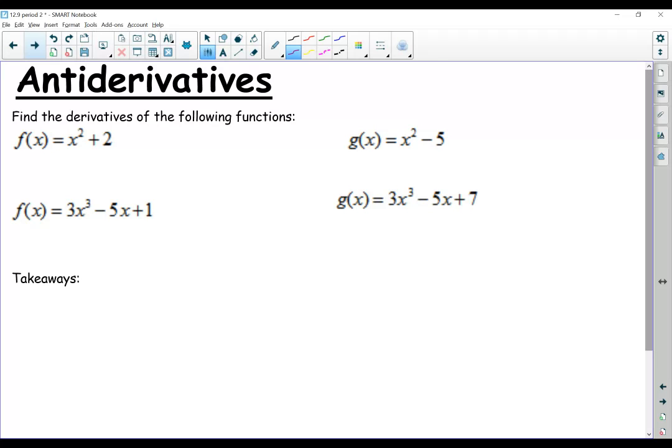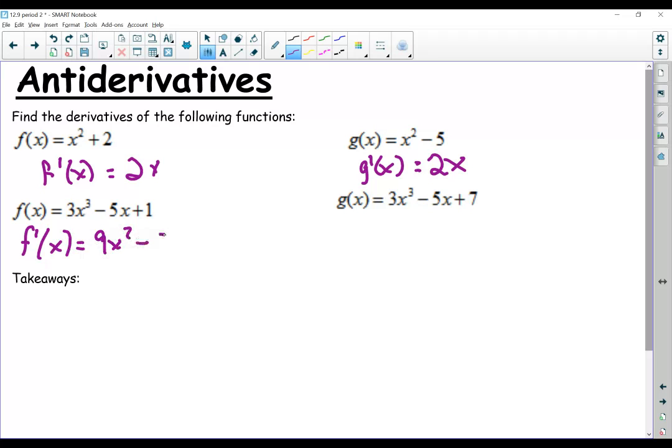Find the derivative of each of these. Pause me and take 30 seconds. Find the derivative of each. F prime of x here is 2x. G prime of x is 2x. F prime of x here is 9x squared minus 5. G prime of x here is 9x squared minus 5.